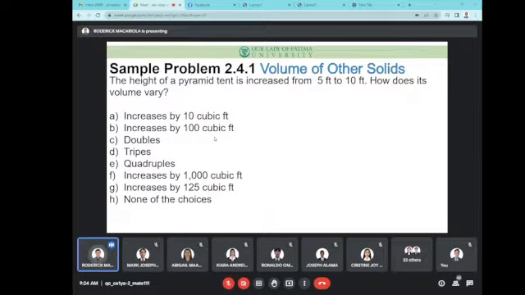Now here is another example. The height of the pyramid tent is increased from 5 feet to 10 feet. How does its volume vary? Can anyone do a wild guess kung anong mangyayari sa ganyan? Volume, guys, ha? Baka isipin nyo, simpleng area lang to. Anyone, wild guess, sa tingin nyo, anong mangyayari? How much will it increase?